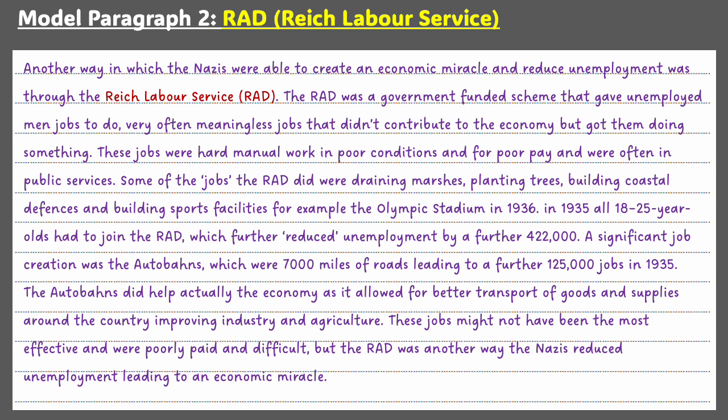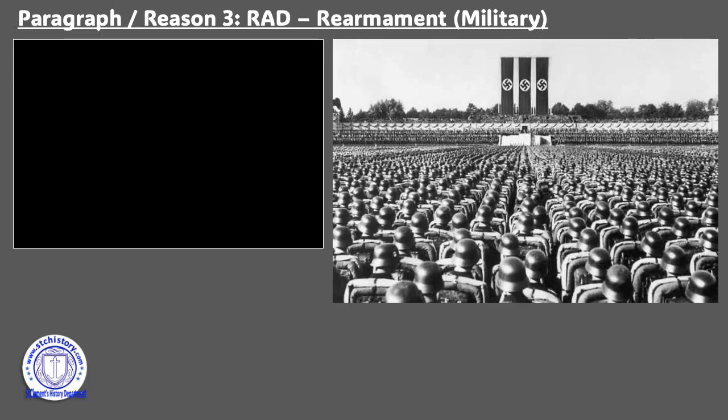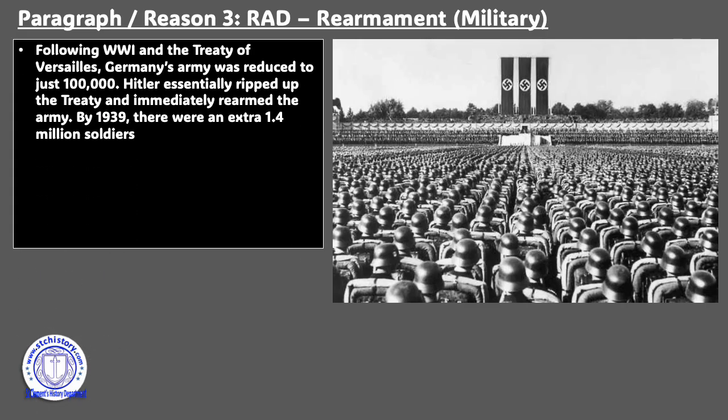All right, so finally then, paragraph 3 is the rearmament of the military. Sorry, not the RAD, ignore the RAD bit on this. We need to get the story in about the Treaty of Versailles for starters, don't we? The German army was reduced to just 100,000, remember? And when Hitler becomes the Führer, he essentially rips up the treaty and immediately rearms the army.